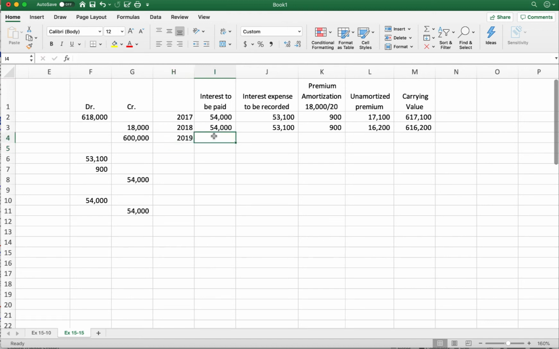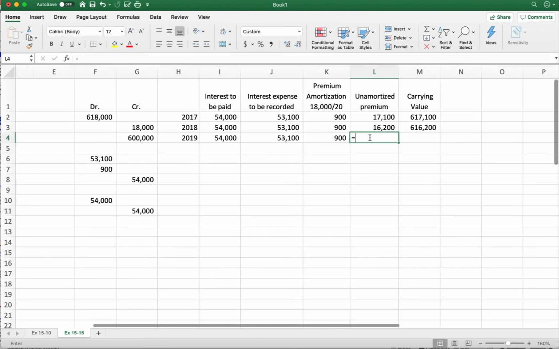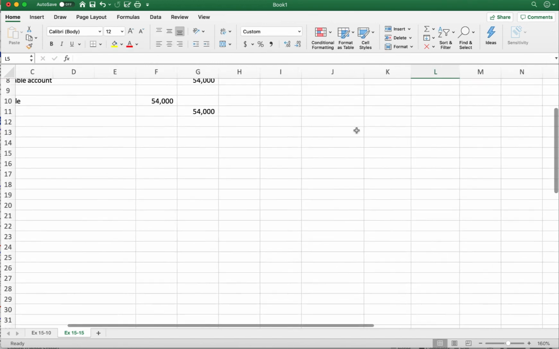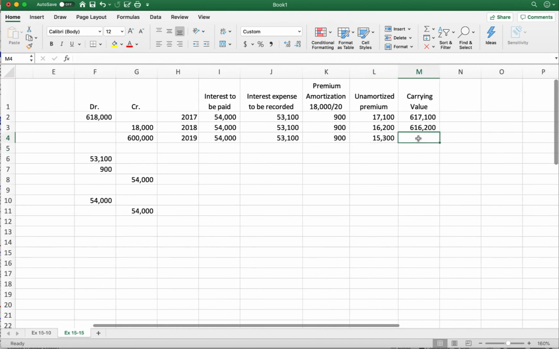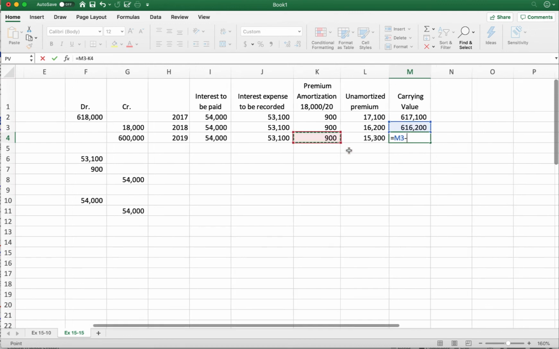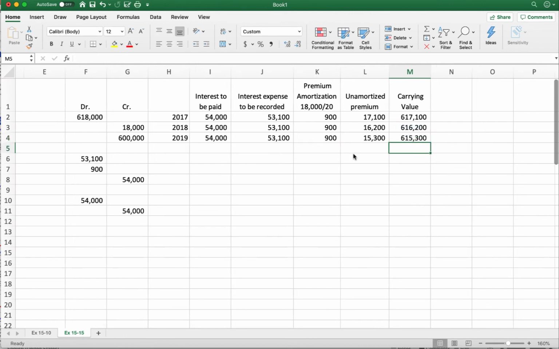2019. Same thing happens, right? Still amortizing $900, right? What's the interest expense? It's going to be the same. Or the interest expense to be recorded, right? Same thing with the unamortized premium. How much is it? No problem. Same thing. What's the carrying value? Well, the previous balance minus the amortized amount. Okay? I'm going to keep going through this, right?